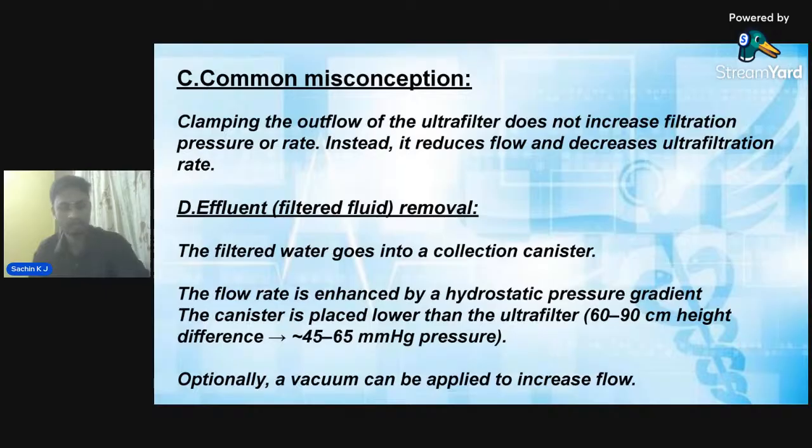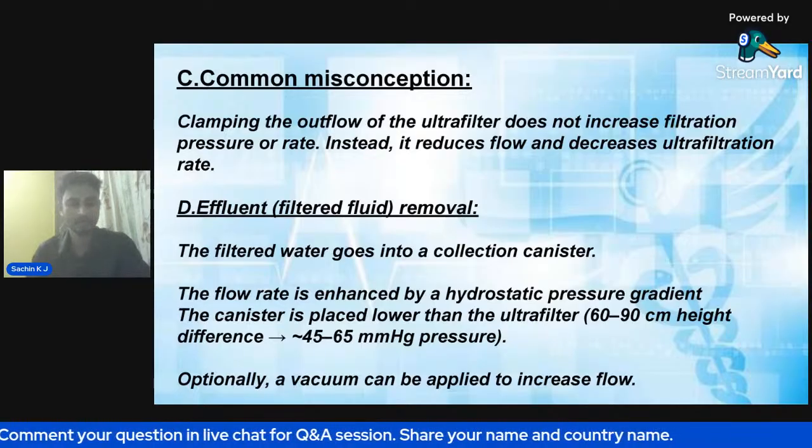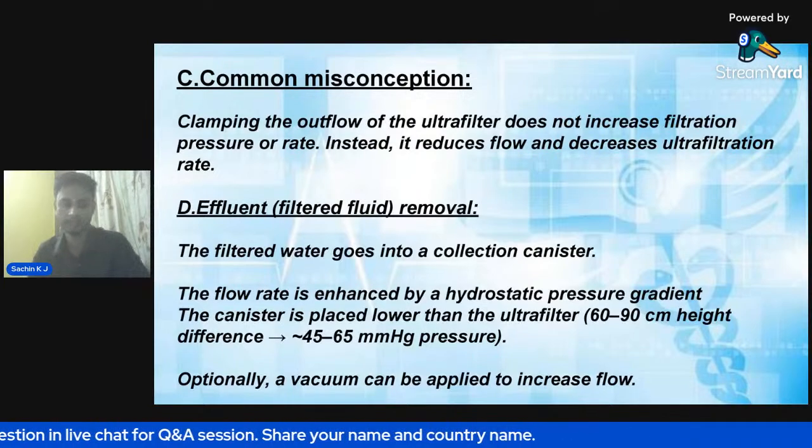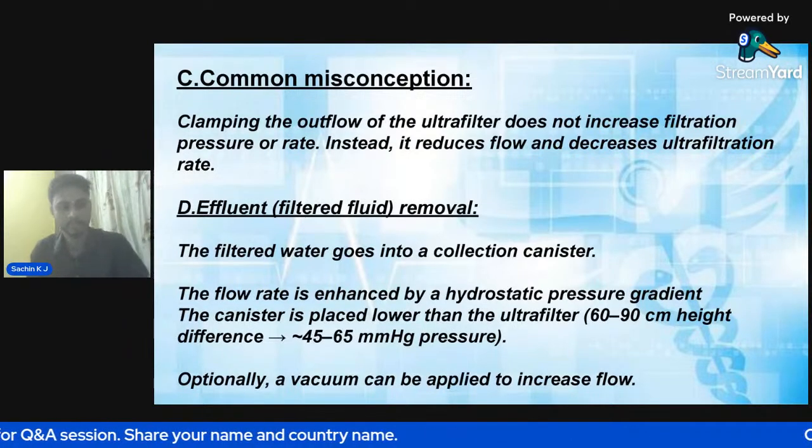And effluent and filtered fluid removal. The filtered water goes into a collection canister, meaning a suction jar. The flow rate is enhanced by hydrostatic pressure gradients. The canister is placed lower than the ultrafilter, a 60 to 90 centimeter height difference, around 45 to 65 mmHg pressure. Optionally, a vacuum can be applied to increase flow. Next one, sir.